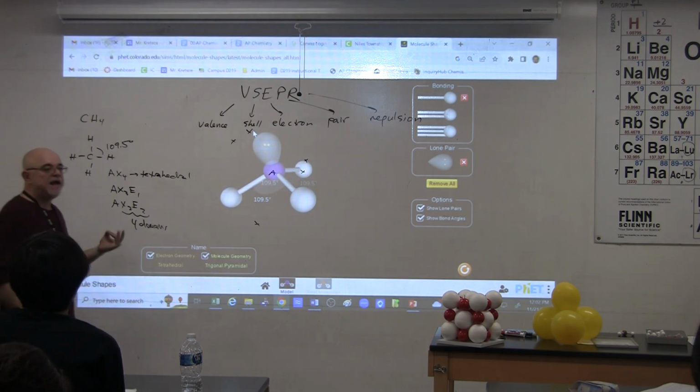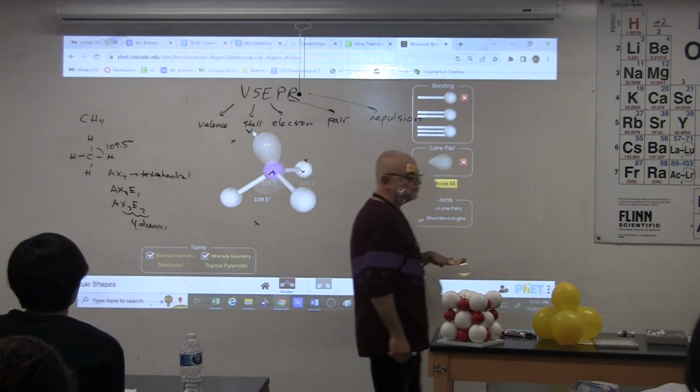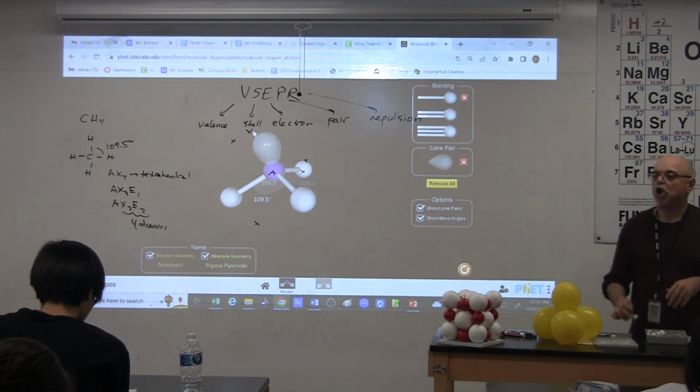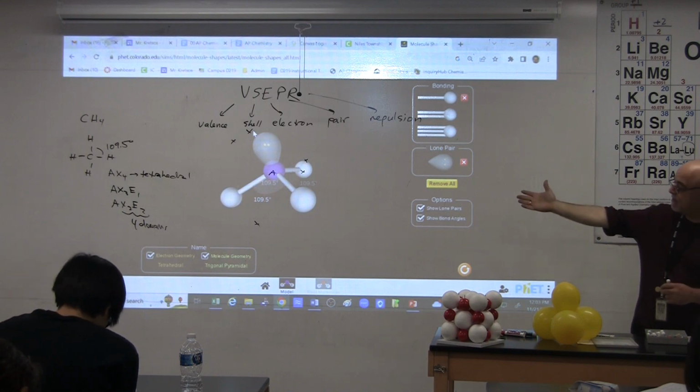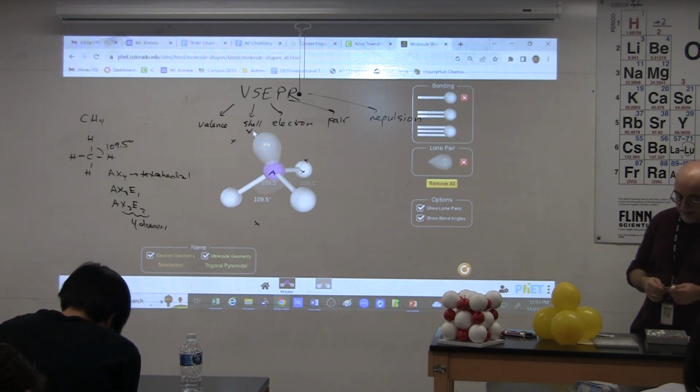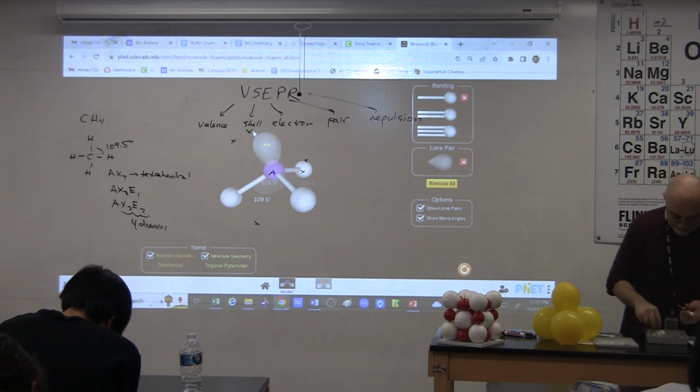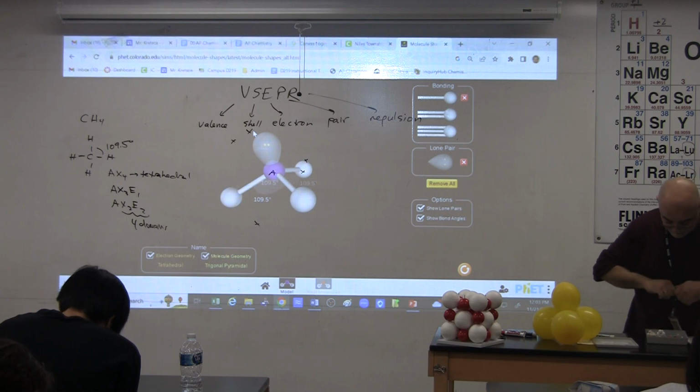So when you hear planar, it's flat. When you hear pyramidal, that means it's going to be bent into the shape of a pyramid. So that molecule is considered trigonal pyramidal. I can show it on this model better than with the balloons, actually. So let me do that.